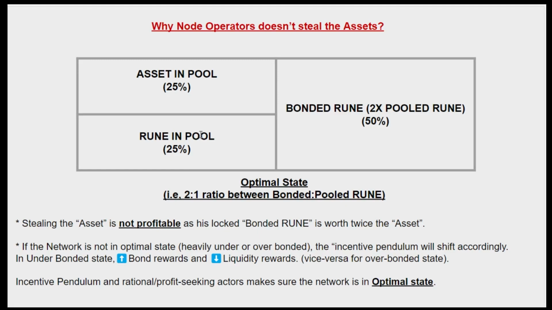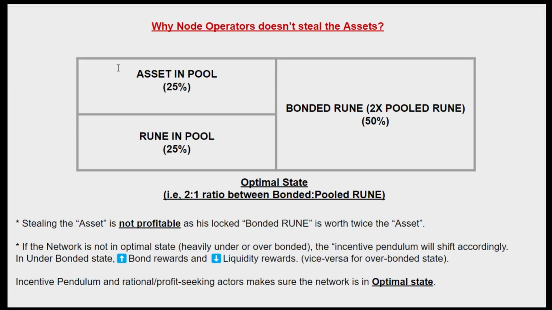But in THORChain, twice the amount of rune in the pool must be bonded by node operators. This is required to keep the network secure and discouraging any motive to steal the assets. If the network is in optimal state, that is, there is a 2:1 ratio between bonded and pooled rune, stealing the assets is not profitable for the node operators, as the bonded rune is worth twice as much as the assets in the pool. So at the end, the node operators will ultimately lose more money than what they have bonded, thus trying to steal the assets isn't in their favor.